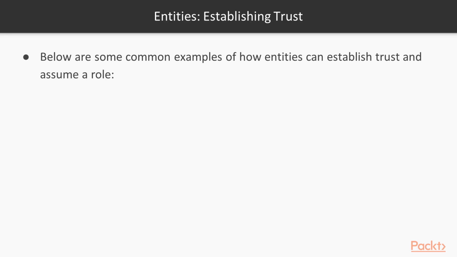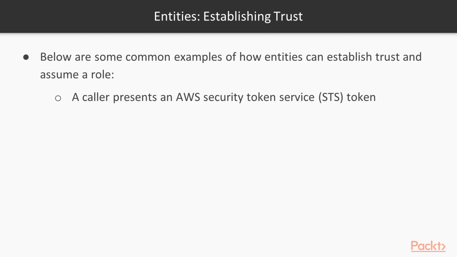Now let's talk about how an entity can establish trust and use that trust to assume a role. There are three common methods for an entity to establish trust. The first example is a caller who presents an AWS Security Token Service, or STS, token. The STS token is associated with a role, and by possessing the token, it's assumed that that entity can assume that role.